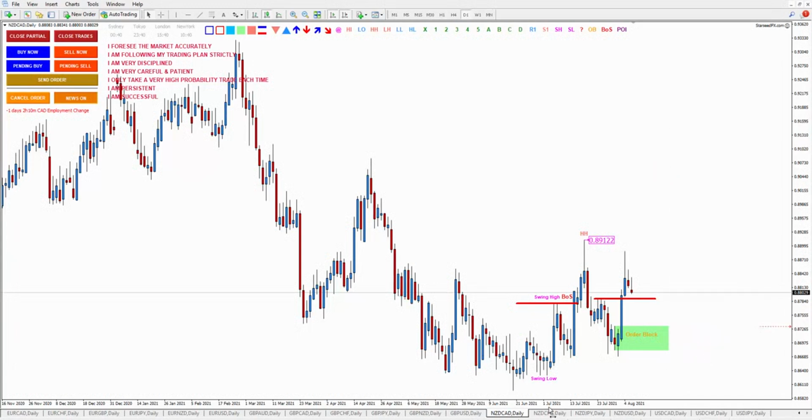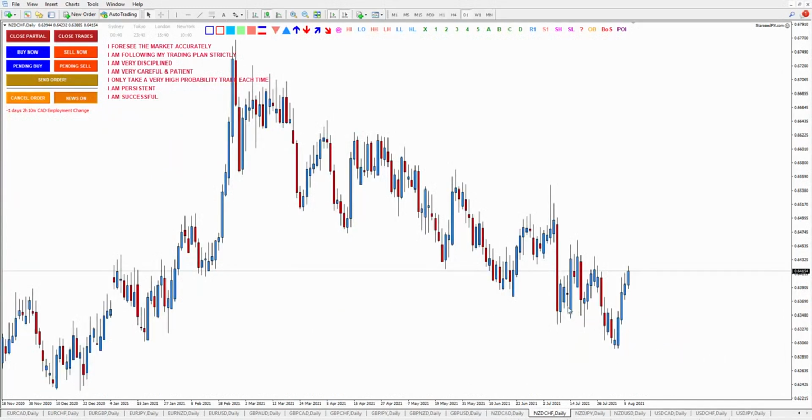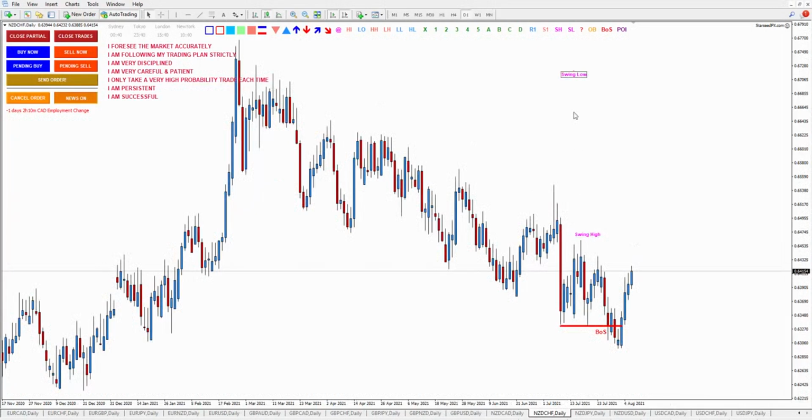There you go. Now let's go to New Zealand Swiss franc. It's the same. Where is the last break below? The last clear break below was this one. This is a break of structure. This is a swing high, and this is a swing low. Our order block is the last bullish candle before the breakout happened, and again, it is within the order block right now. Wow! And the price may go higher a little bit because there is an order block that is still fresh and has not been touched yet over here.